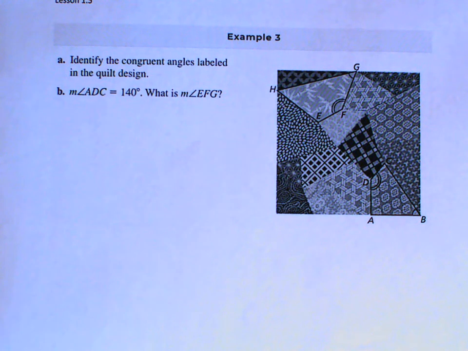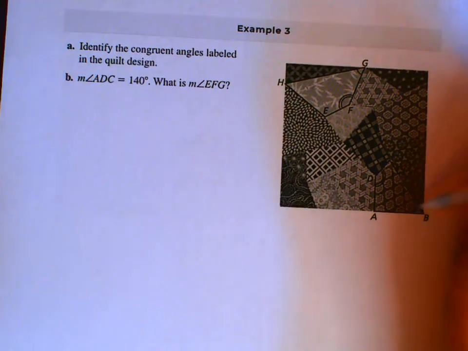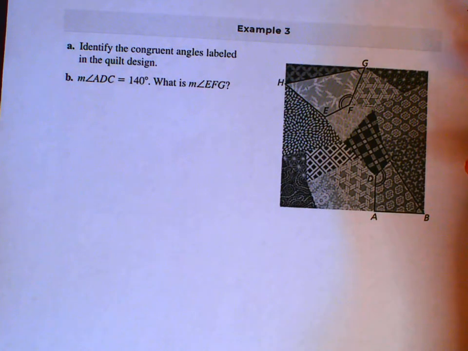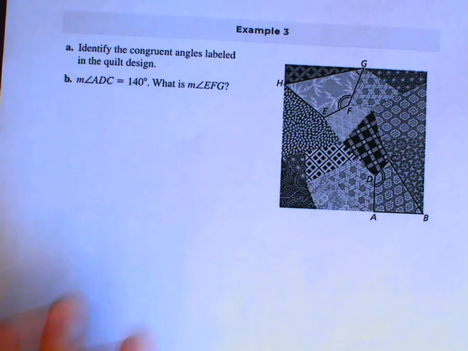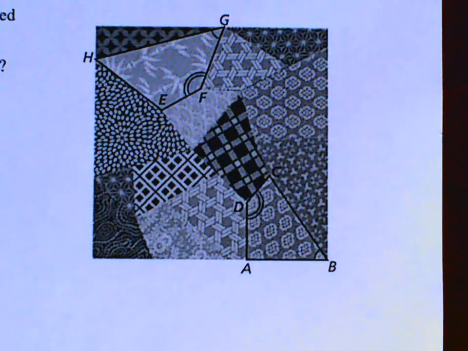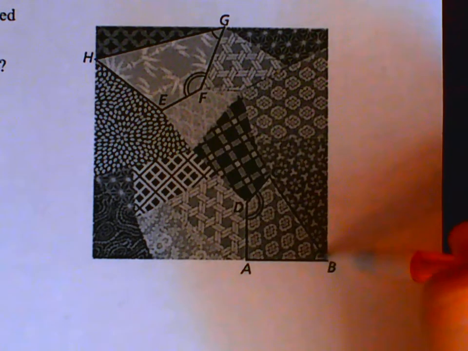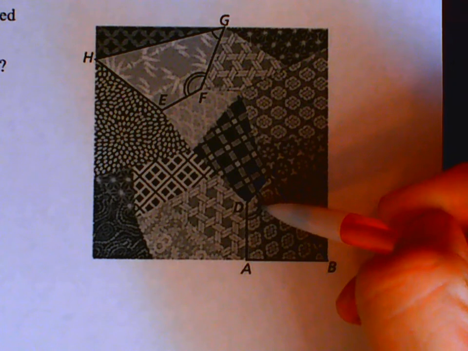Okay, identify the congruent angles labeled in the quilt design. So if you look at this design, you see that this angle and this angle have the same number of arcs. And this angle and that angle have the same number of arcs as well. Let me zoom in really quickly so I can show you guys what that means. Okay, you see how this angle and this angle have the same number of arcs, and this one and that one have the same number of arcs? That means that they're congruent. So I'm going to list them as congruent.